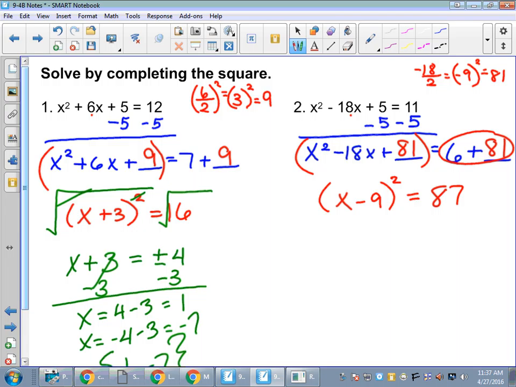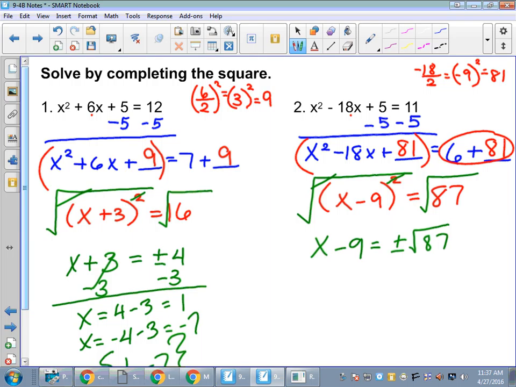Well, 87 is not perfect, so we're going to get an ugly decimal. But I tell you what, I'm going to leave it as the square root of 87 until the very end. It's easier to write down. So now I'm ready to use the square root property. Take the square root of both sides. The square and the square root cancel. X minus 9 is equal to positive negative square root of 87. Just leave it in that little square root symbol until you're ready to do the calculations.